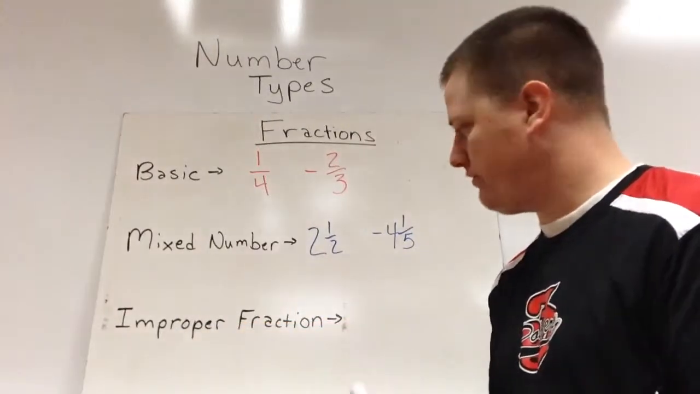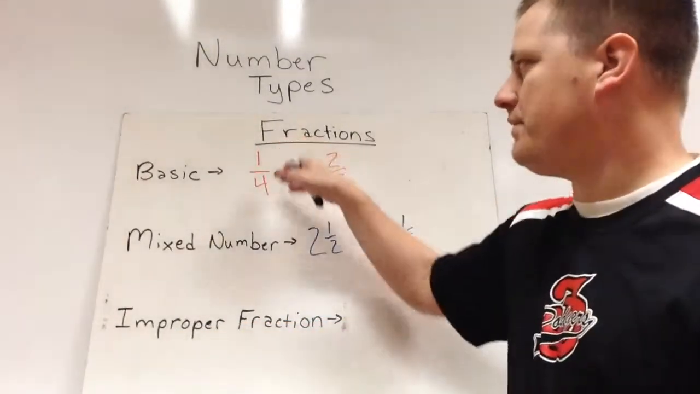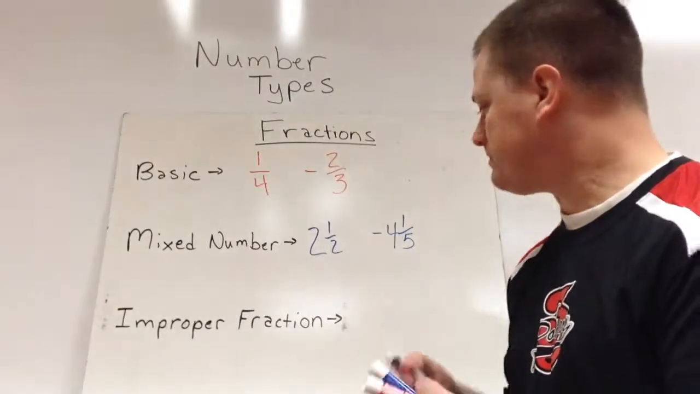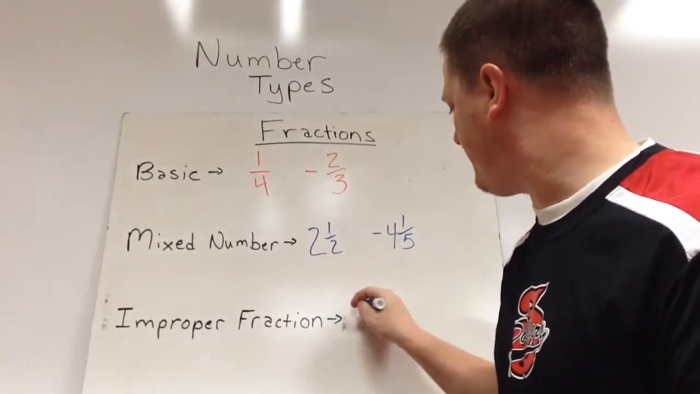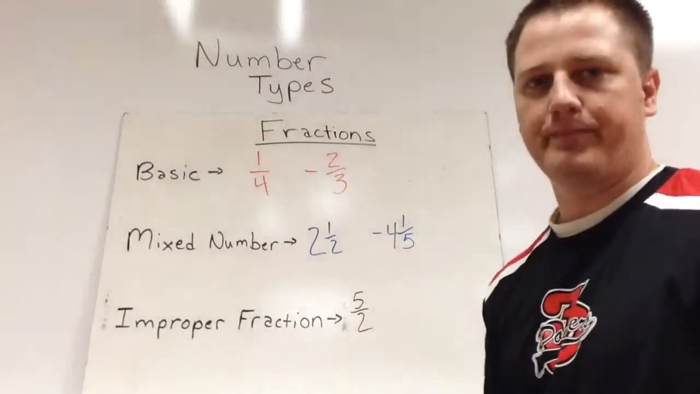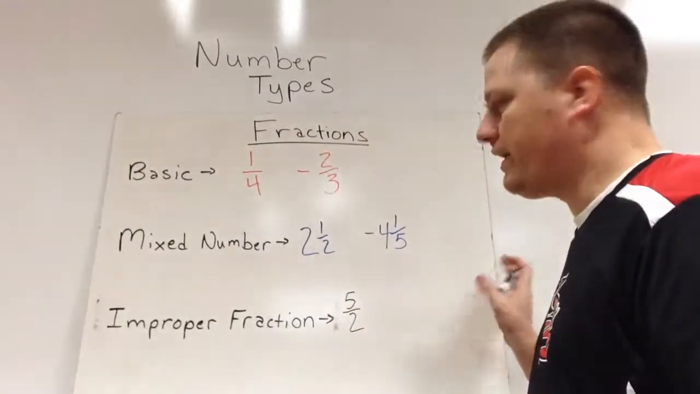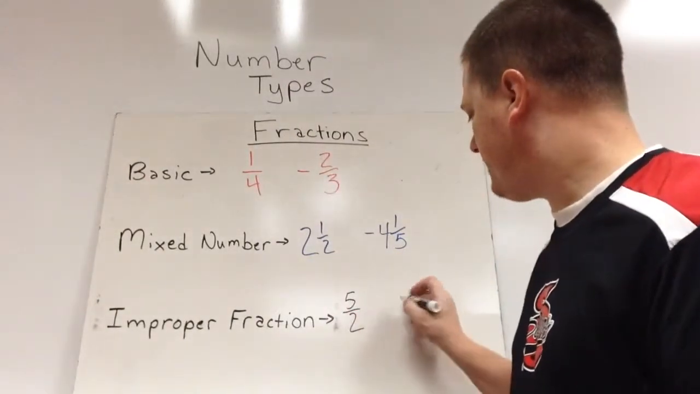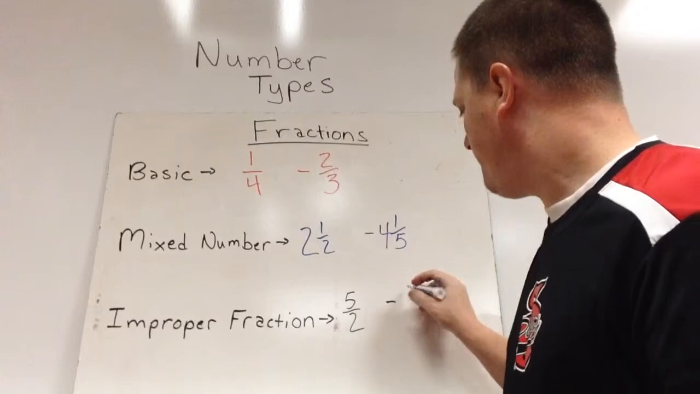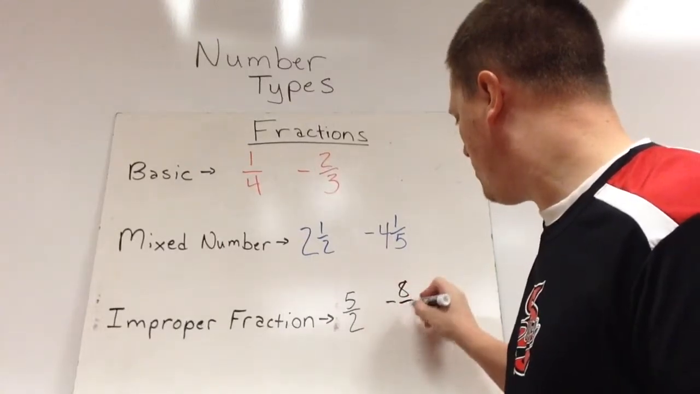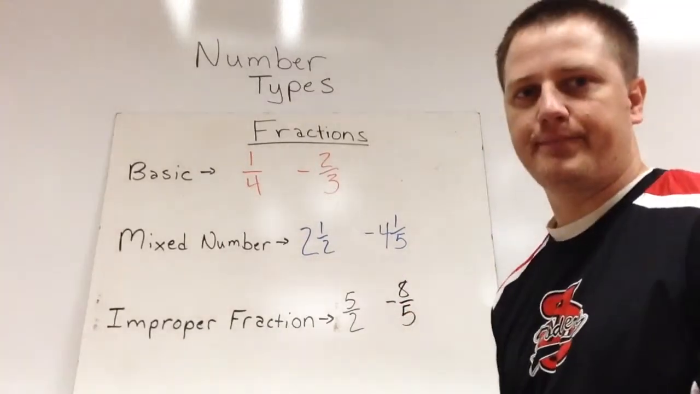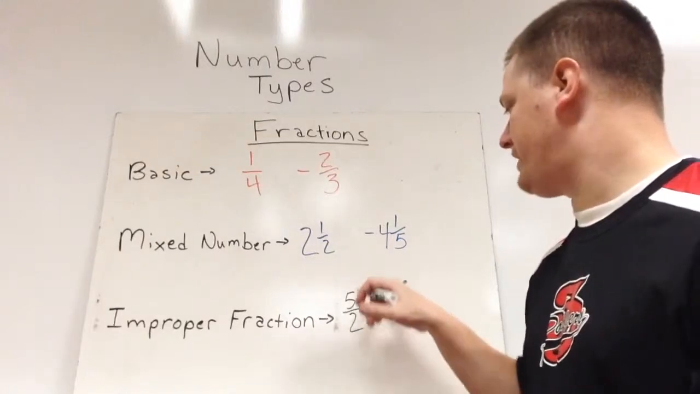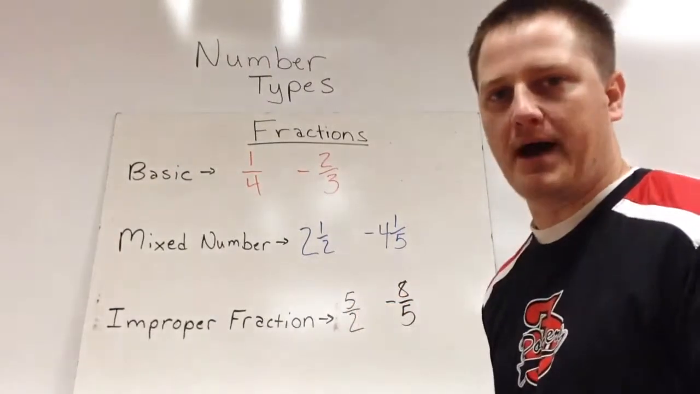Improper fractions are where the top number is bigger than the bottom number, such as 5 over 2. And again, we can write this with a negative. We could have negative 8 over 5. And again, the negative can go at the top or out in front. We don't put it with the bottom.